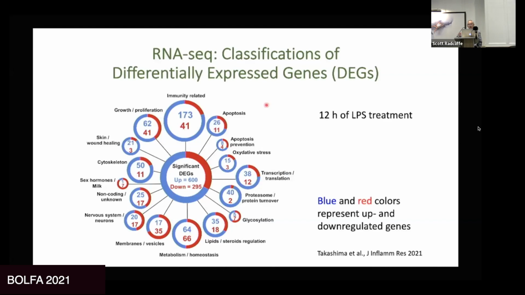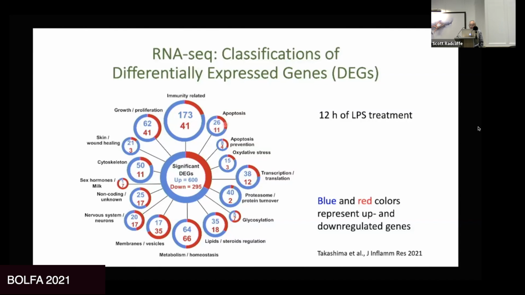So we did RNA sequencing, just like everybody else. We found roughly 900 differentially expressed genes. We deliberately categorized those genes into 16 categories. We basically used our own knowledge of each gene, so we grouped them into each category. As you can see, the major group is immune related. Actually, the majority of those genes are upregulated, so no surprise.